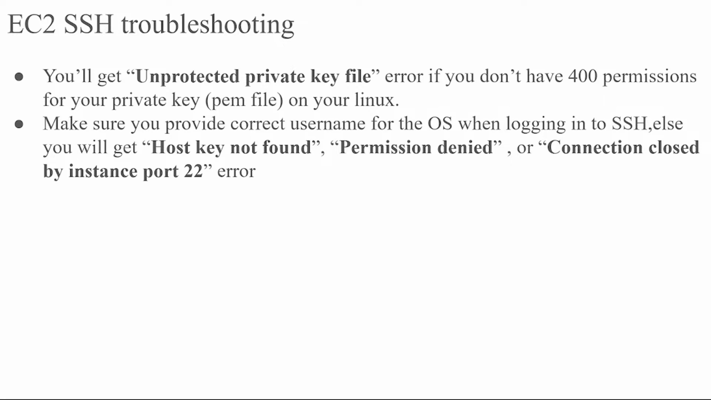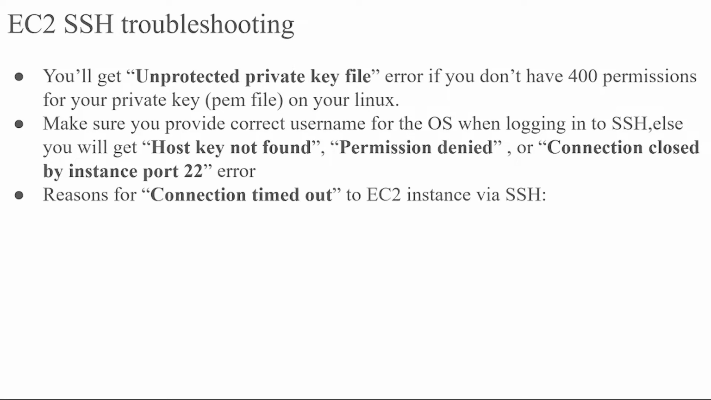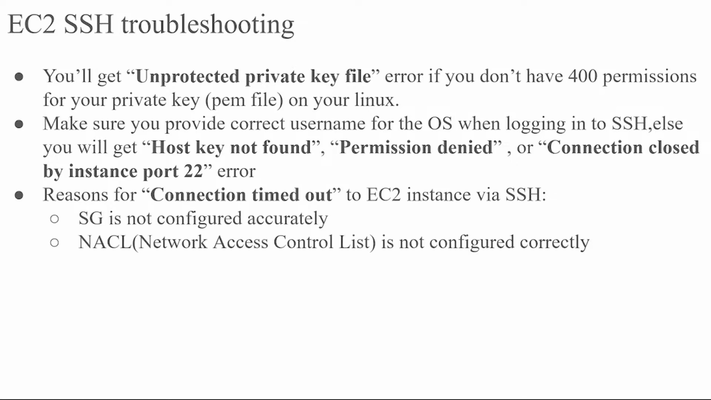Make sure you provide the correct username for the OS when logging in with SSH, else you will get host key not found, permission denied, or connection closed by instance on port 22. Port 22 is the port on which the EC2 instance accepts SSH. Reasons for connection timed out might be that your security group is not configured accurately. This might be a reason for the message connection timed out to the EC2 instance whenever you are connecting via SSH. The NACL, that is the network access control list, might not be configured correctly, which might show this error.